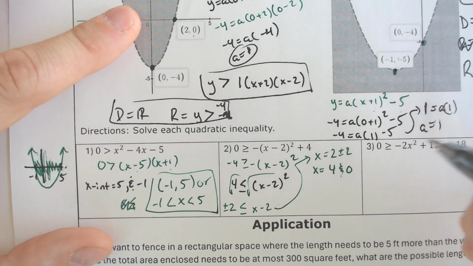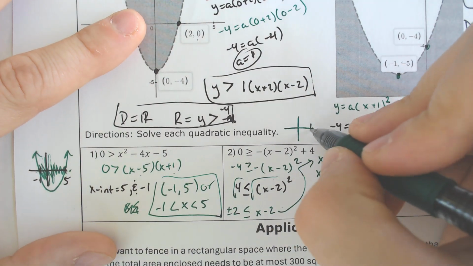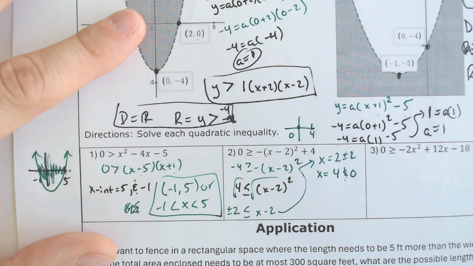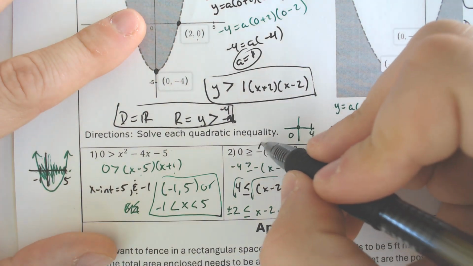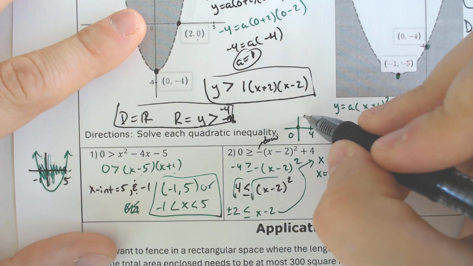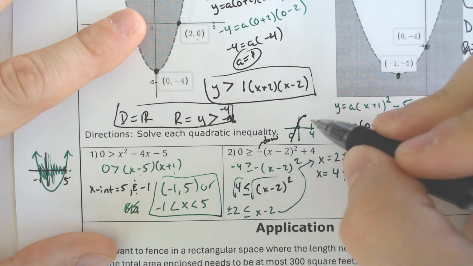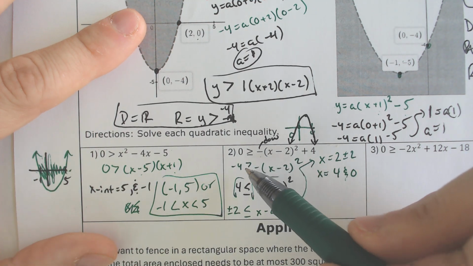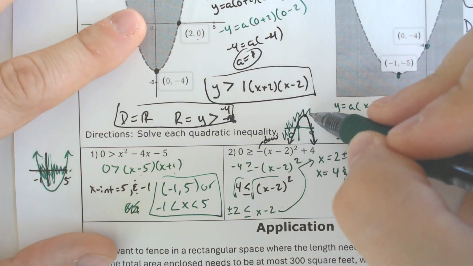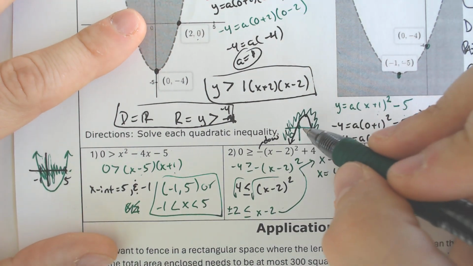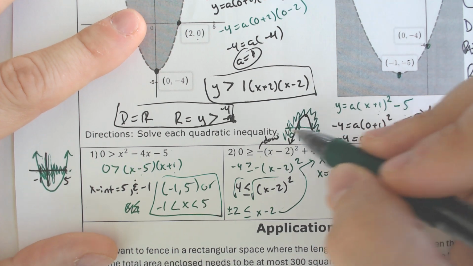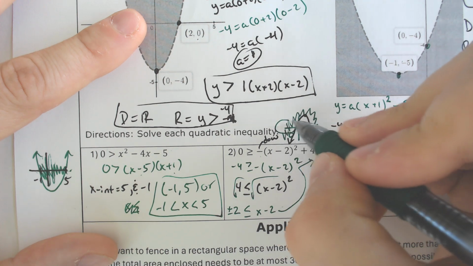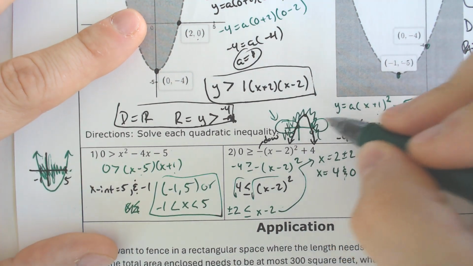Again, a rough sketch. If we do a rough sketch where we have 4 and 0, and we know that this graph is sad because it is facing down, we could even plot our vertex here, then it would look something like this. Which way should we shade, though? It's greater than. We should shade above and outside. So that means that it's not in between the 0 and the 4. It is before the 0 and after the 4. It's where the shading occurs, which is before the 0 and after the 4.